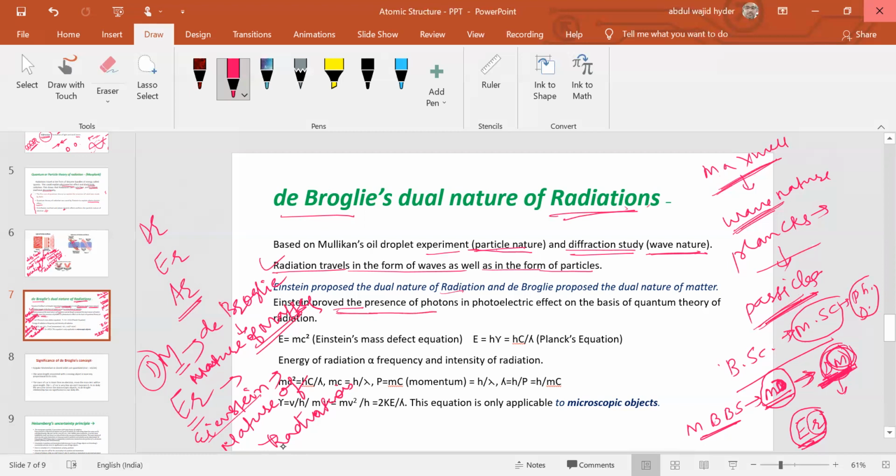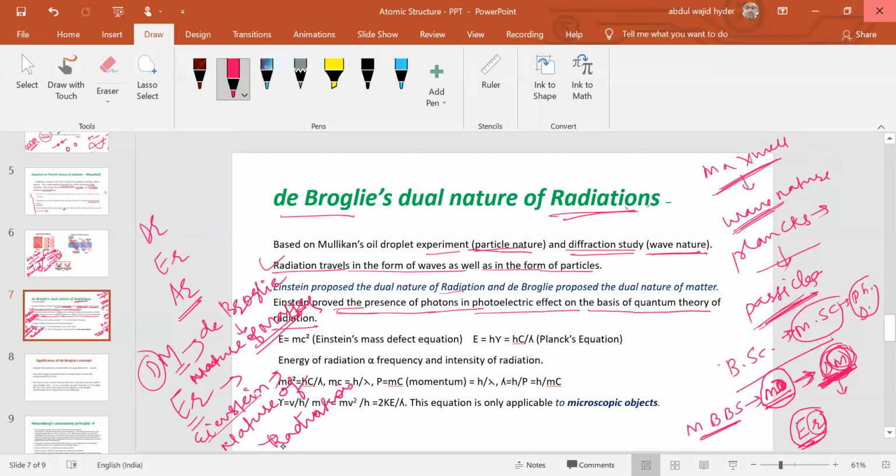Einstein proved the presence of photons in the photoelectric effect on the basis of the quantum theory of radiation. So this statement also we should remember. Now they can ask you on what basis Einstein proved the presence of photons in the photoelectric effect. So on the basis of the quantum theory of radiation, he proved the presence of photons in the photoelectric effect.